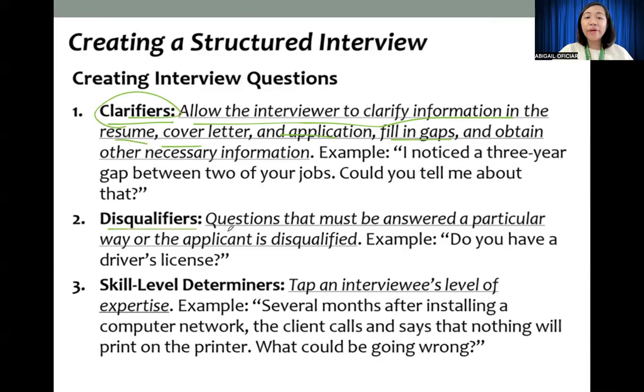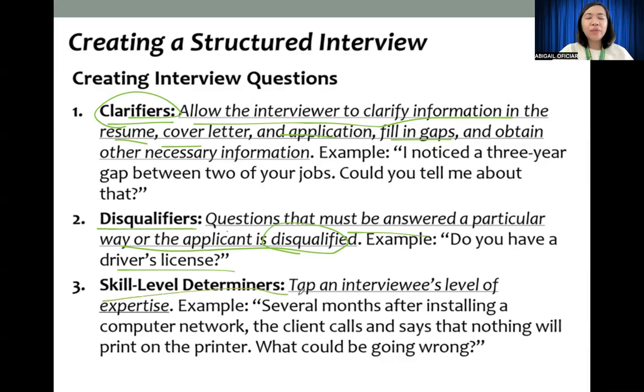Next is disqualifiers. These questions must be answered a particular way or the applicant is disqualified. Example, do you have a driver's license? So let's say the person is applying for the position as driver, no? So kailangan niya ng driver's license. So you have to look into whether that applicant has what we call a driver's license. So you can ask a question, no, para makita mo kung disqualified siya or not.